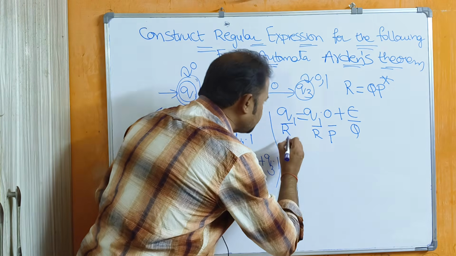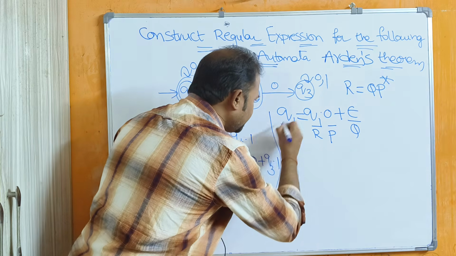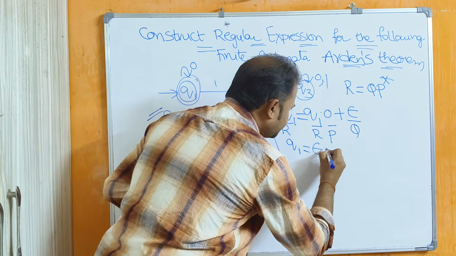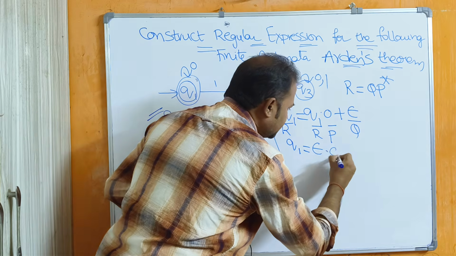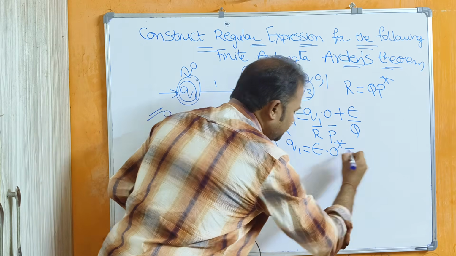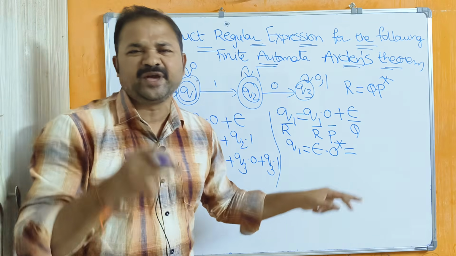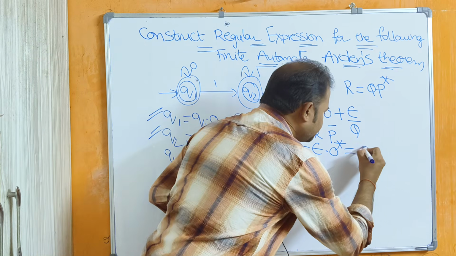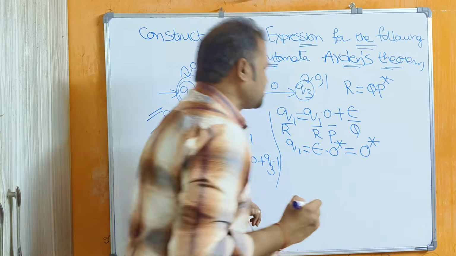So here what is the solution? R equals QP star. Here R means Q1. So Q1 equals QP star. Epsilon into P, where P means 0, so epsilon into 0 star. We know the formula: epsilon into any regular expression is nothing but that regular expression only. So epsilon into 0 star is nothing but 0 star only.